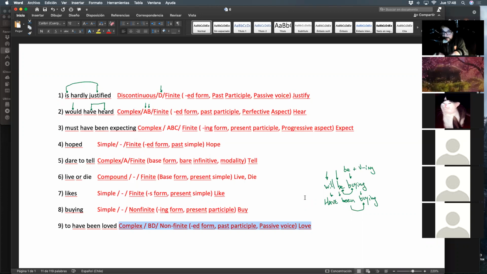Después colocamos cómo se llama. Ed form, past participle. Ed form, past participle. Ing, present participle. Ed form, past simple. ¿Cachai que ahí cambia? Y después colocamos por qué ocurre eso. Ese past participle ocurre en la primera porque hay una passive voice, en la segunda por un perfective aspect, en la tercera por un progressive aspect. En los simples ocurre simplemente porque está en present simple y past simple, nada más. La quinta también es importante, modality, porque hay un modal, por eso se escribe con bare infinitive. Base form, bare infinitive.